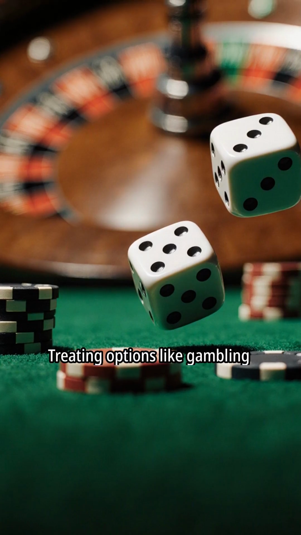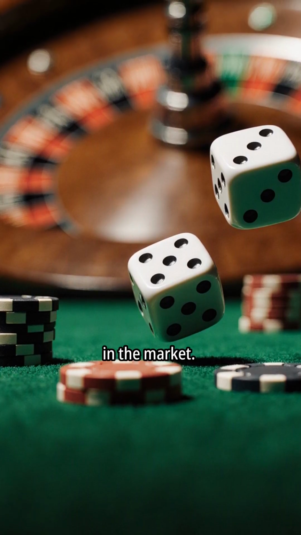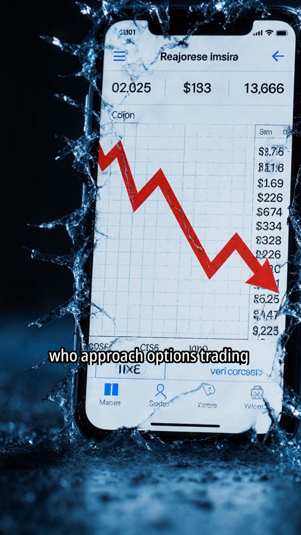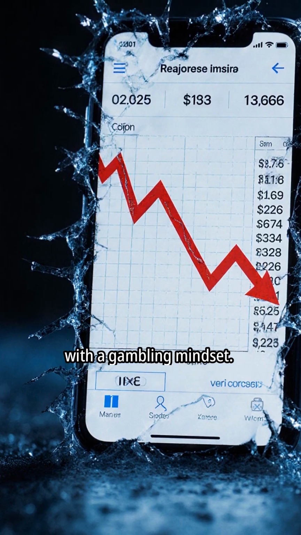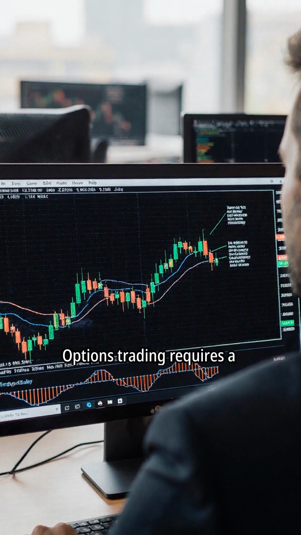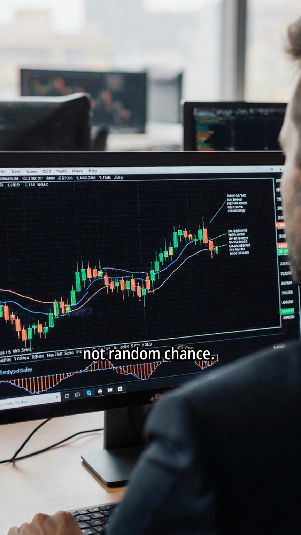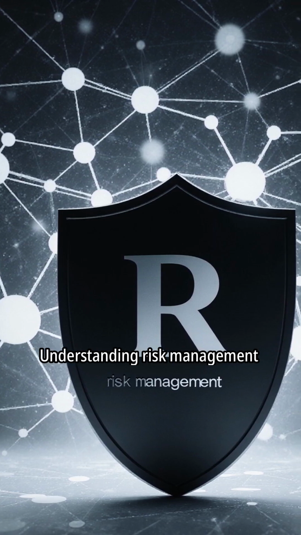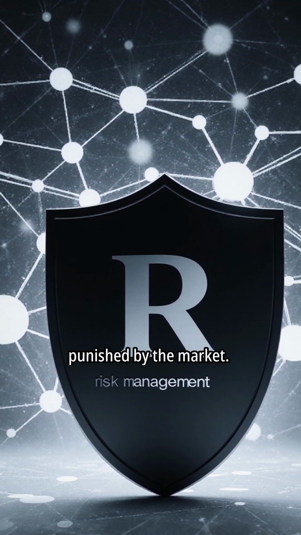Treating options like gambling can lead to negative consequences in the market. The market will penalize those who approach options trading with a gambling mindset. Options trading requires a strategic and informed approach, not random chance. Understanding risk management is crucial to avoid being punished by the market.